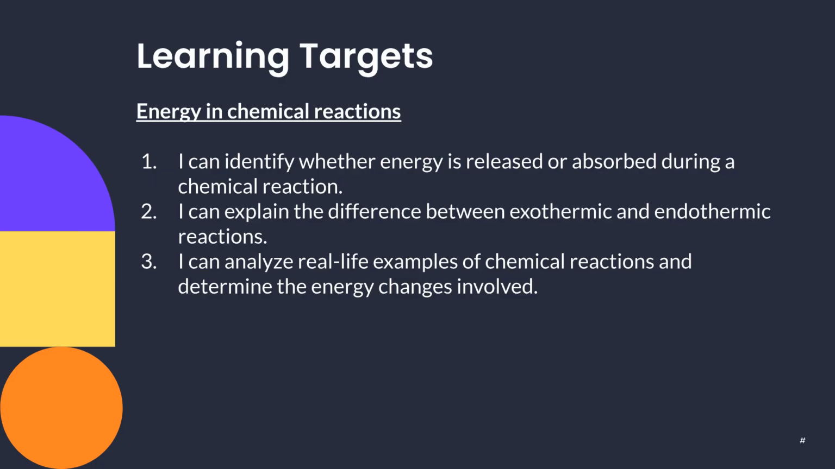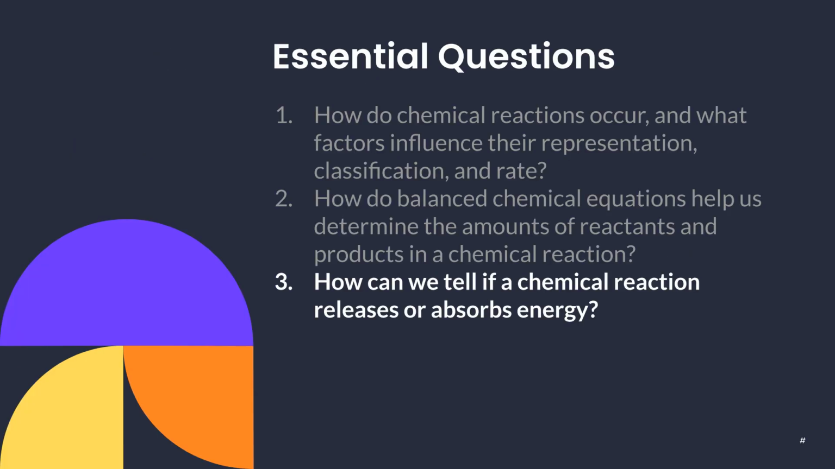energy changes involved. To guide our study of chemical energy, we will focus on our third essential question. We want to know how we can tell if a chemical reaction releases or absorbs energy. This question connects our laboratory observations to the thermodynamics of molecules. It is like trying to determine if a campfire is heating its surroundings or absorbing cold air. So the key point here is that we are looking for the thermal signatures of chemical changes.